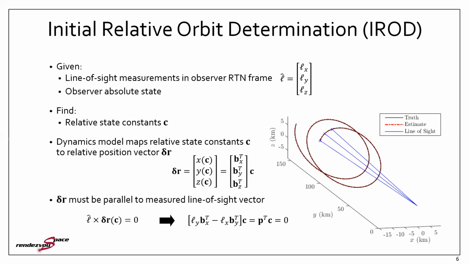And now we can actually better understand the range ambiguity problem. If our dynamics model is a linear mapping from the relative state constants to the position coordinates x, y, and z, then the constraint equations are also linear, represented as a vector inner product. And we can compactly write the 6 constraint equations as a homogeneous linear system. Since this relative state vector lies in the null space of the constraint equation matrix L, multiplying it by any scale factor will lead to a valid solution to the constraint equations.